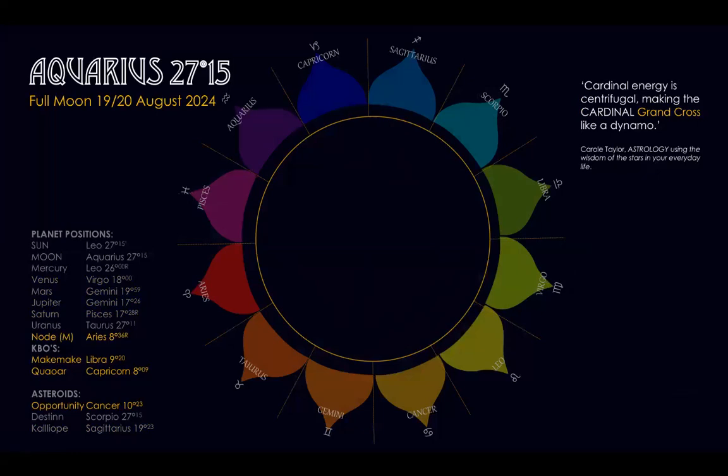There is a third Grand Cross, a cardinal Grand Cross. Cardinal energy is centrifugal, making the cardinal Grand Cross like a dynamo. And it starts with the North Node, which I've called the Soul Mission or Soul Direction, in opposition with Makemake. Makemake I have called the Innovator, following the description of Makemake in the chart from Alan Clay in his book, New Stars for a New Era.